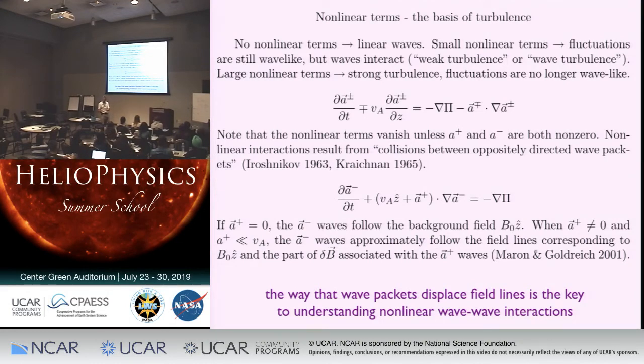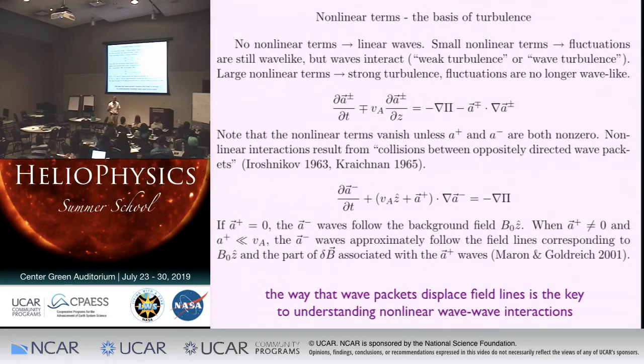That's an equation that you get when the quantity appearing here and here is being advected, is basically traveling at this velocity. So this equation says that the A minus wave field, describing all the Alfvén waves propagating in one direction along the background magnetic field, moves along the background field plus this perturbation, which is associated with the oppositely directed wave packet, the waves coming in the opposite direction. A minus is advected by A plus.